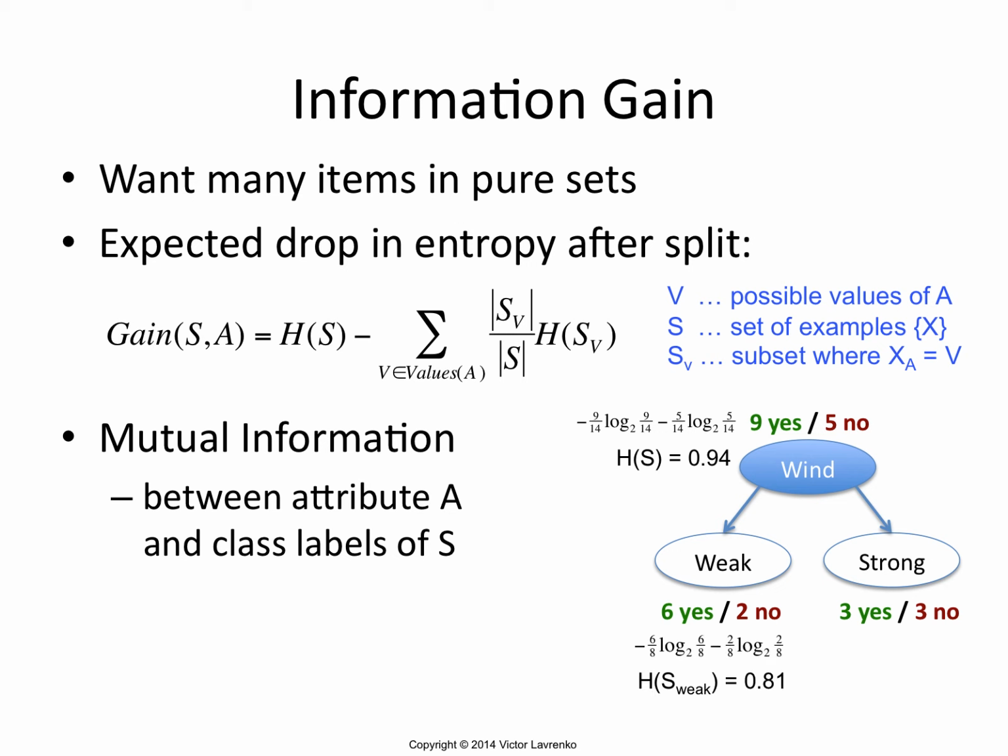Now what happens after the split? For the weak subset, we have an entropy of 0.81, and that again is just 6/8 the probability of positive, 2/8 the percentage of negatives, and we just plug them into the entropy formula, and we get 0.81.